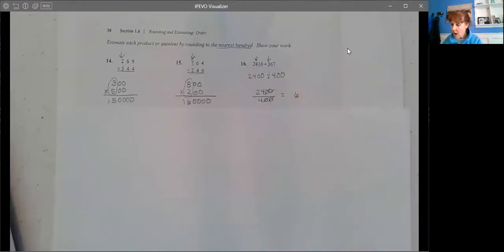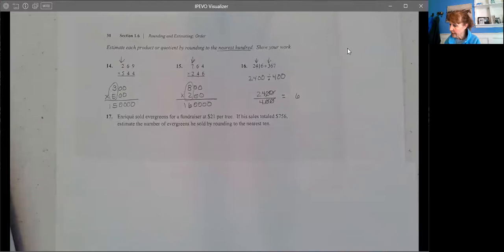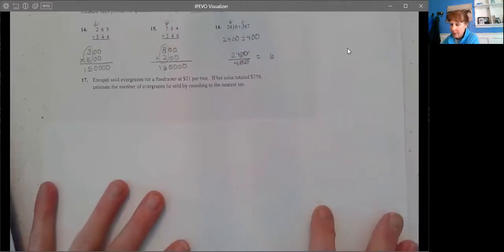All righty. Okay, we can look at a story problem real quick. And then after that, we have one other idea. So we'll look at least one story problem.